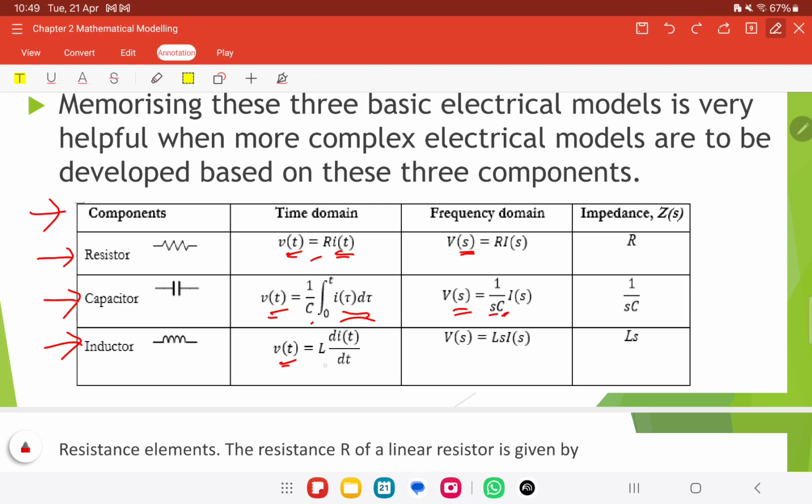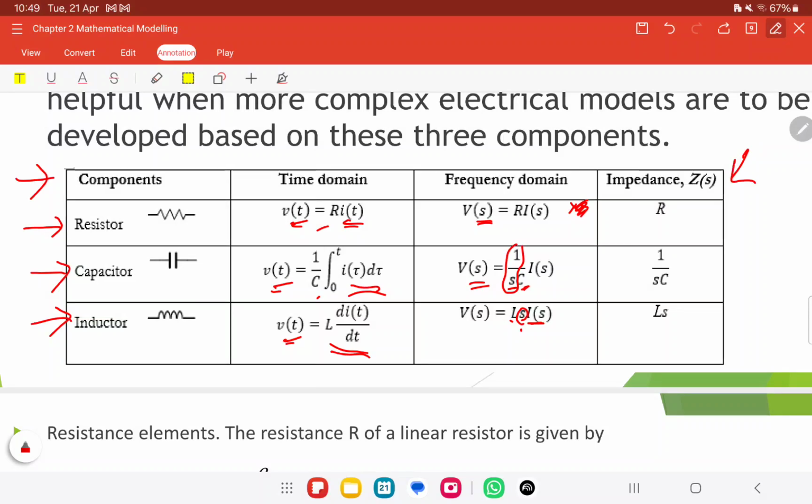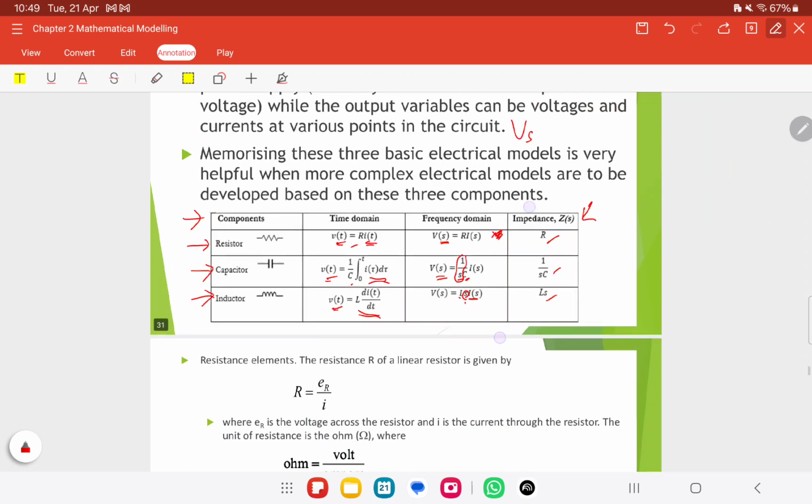And then for the inductor, this is first derivative. For first derivative, LS, this is the current. Okay, so it has S here. This is different. This one has no S. This is 1 over S. This one is S. Okay, this one has no S. Alright. So this is the impedance Z(s): the usual R, 1 over SC. This is for the inductor, LS. Okay.